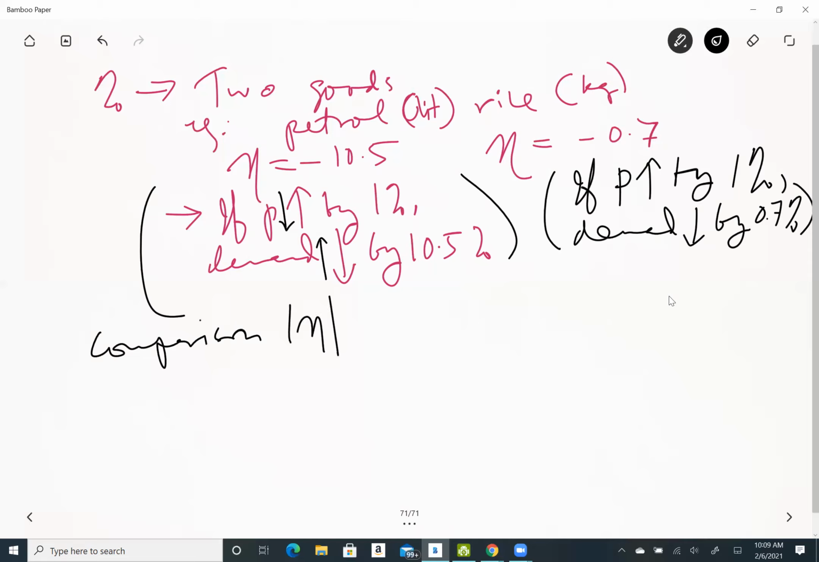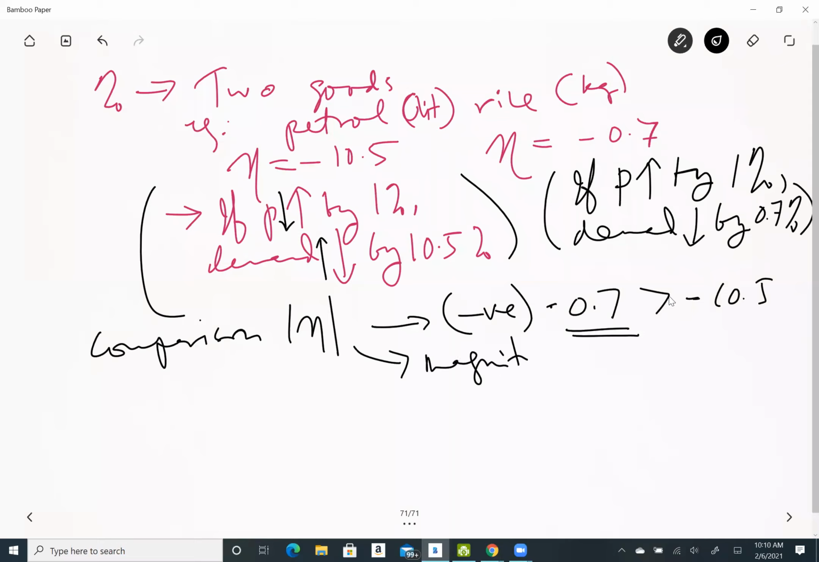We look at the absolute value. We don't look at the sign. If you look at the negative values, here there are two negatives. As you know, which one is larger? Negative 0.7 is larger than negative 10.5, because it's negative. But when we make the comparison, we are just going to look at the magnitude, the size. So we look at the absolute value.